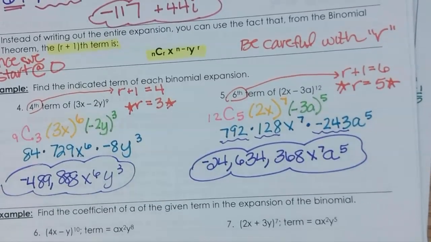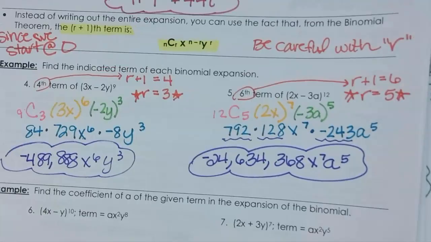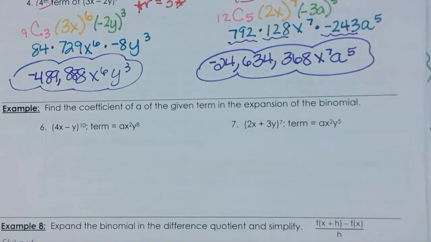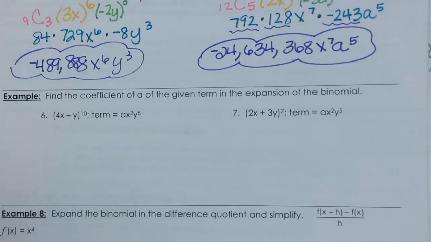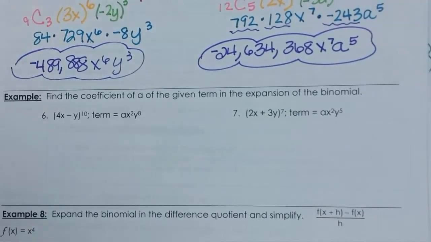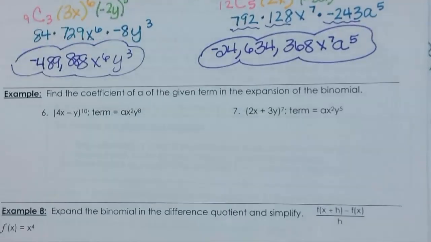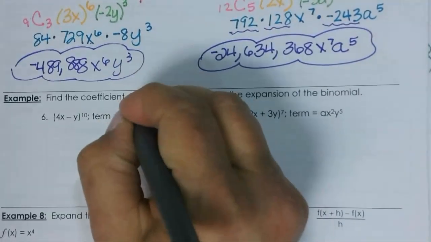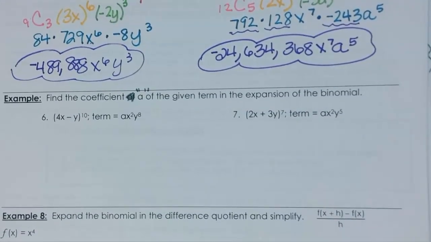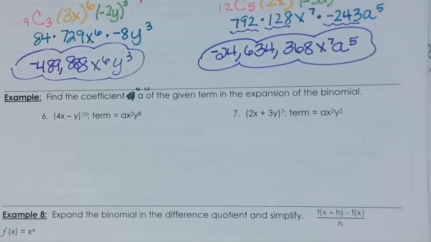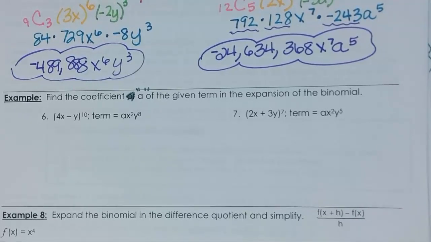All right, so those are some questions that you could be asked in a quiz or test situation. You can practice on the homework from the text. Now this says to find the coefficient of the given term. Oh, this should just say find the coefficient a of the given term in the expansion of the binomial. And they give you the quantity 4x minus y to the 10th. And they want you to find the term that's going to look like this, a x squared y to the 8th.